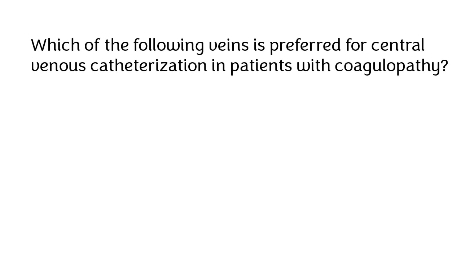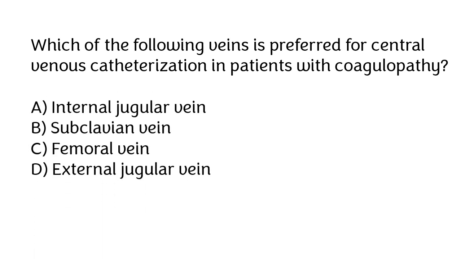Which of the following veins is preferred for central venous catheterization in patients with coagulopathy? Internal jugular vein, subclavian vein, femoral vein, external jugular vein. The correct answer is option C, femoral vein.